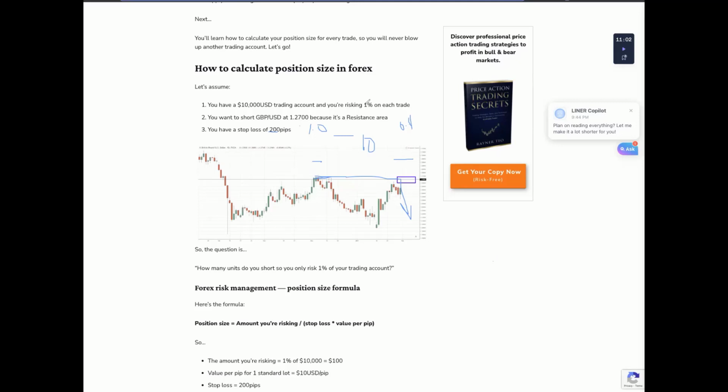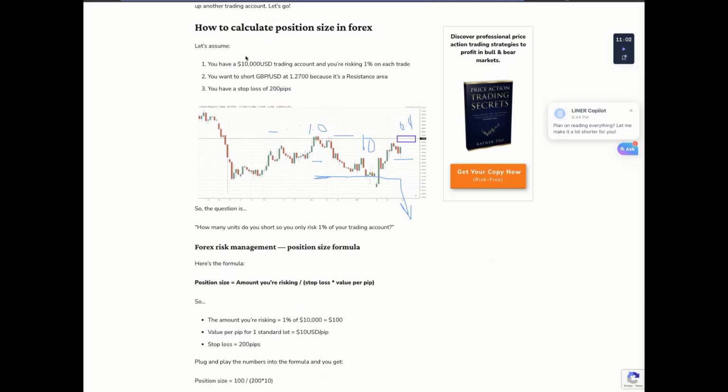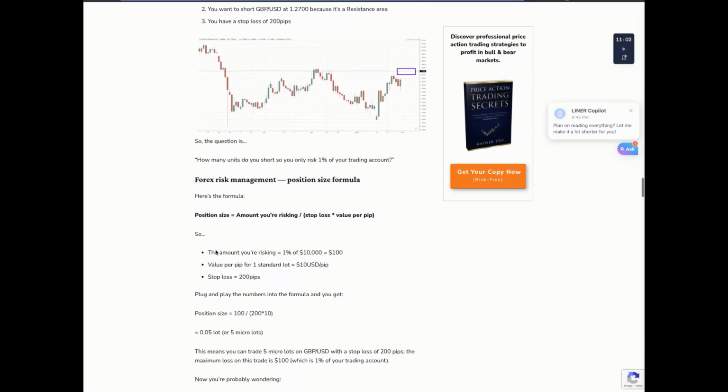All right, so let's go for that. The question here now is, how many units would you need to short to still only risk 1%? So now, the formula for calculating position sizing is this: amount you are risking.